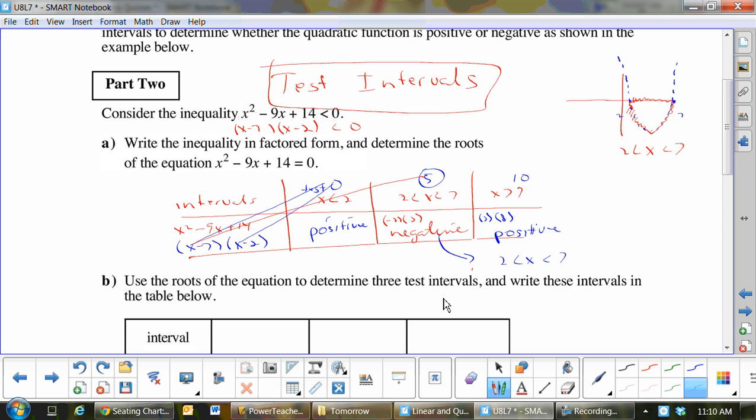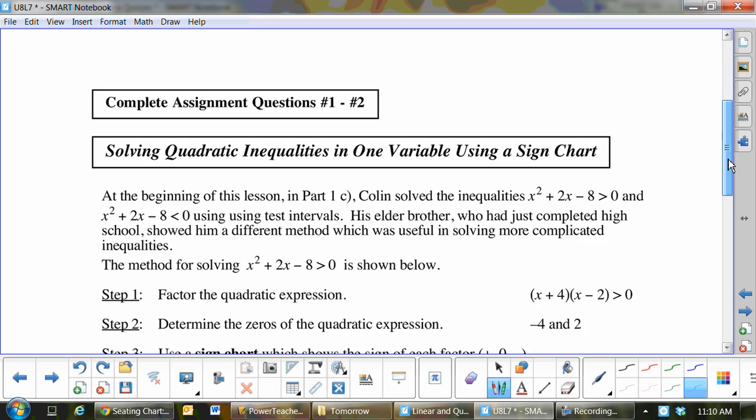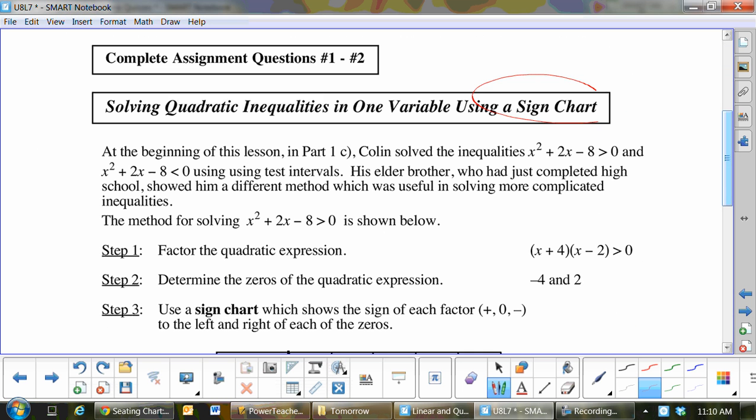Okay, now, the next way to do these is called sign charts. Now, these are a little bit more in-depth. So let's do, if I had x squared plus 2x minus 8 is greater than 0. Now, if we factor that, we would get (x plus 4)(x minus 2) is greater than 0. That's the factored form. And determine the zeros, well, they're negative 4 and 2. Now, those are very critical points.